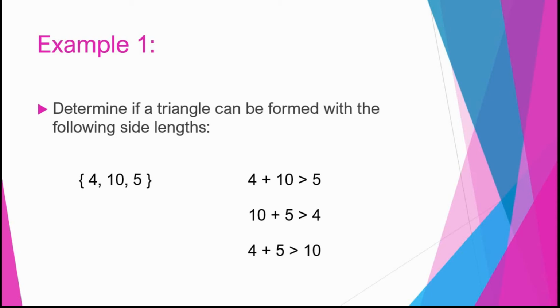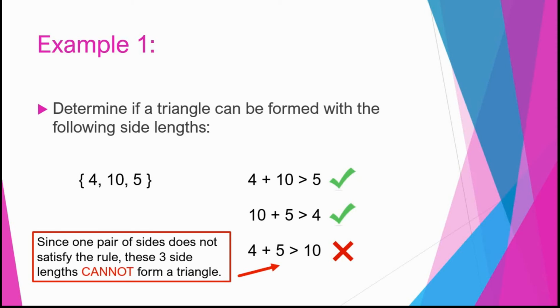So we're going to test those out and see if they work. Looking at that first one, we have 4 plus 10. 4 plus 10 is 14. 14 is greater than 5, so we are good to go on that one. 10 plus 5 is 15. 15 is greater than 4, so we're good there. And then 4 plus 5. Now 4 plus 5 is 9. Since 9 is not greater than 10, that one doesn't work. Remember on that last slide we were talking about how all three of these statements had to be true. So even one of them can mess it up, and that's what happened on this one. Since that one pair did not work out, this cannot make a triangle.